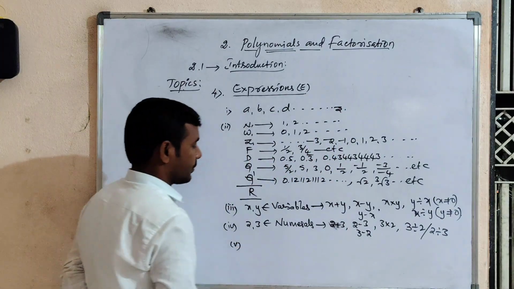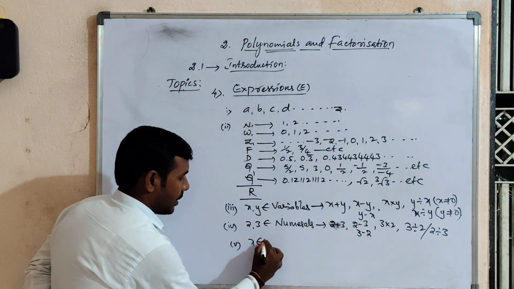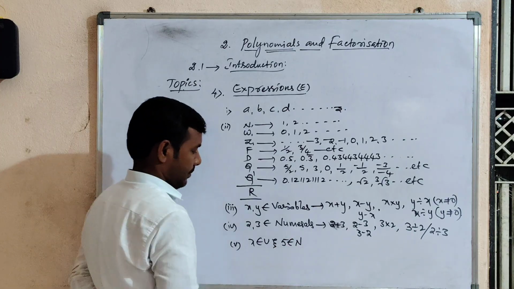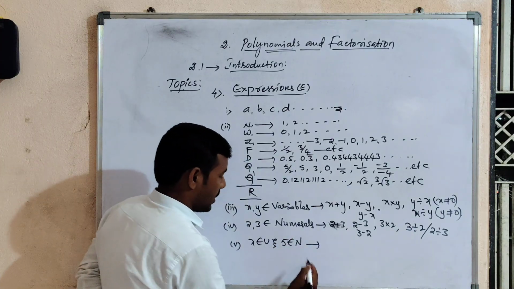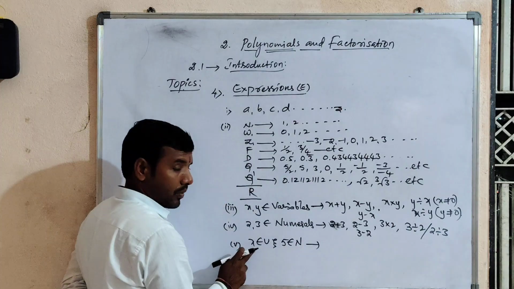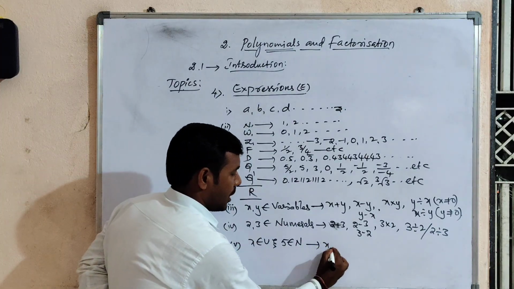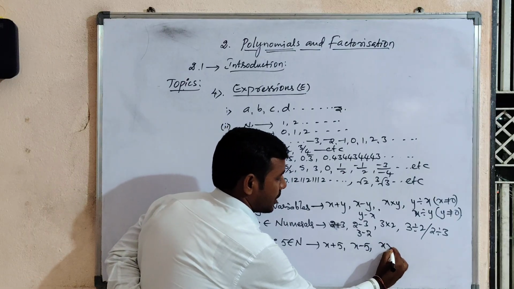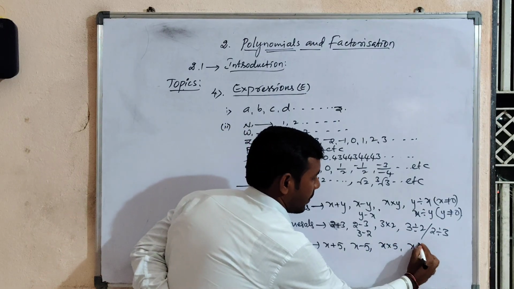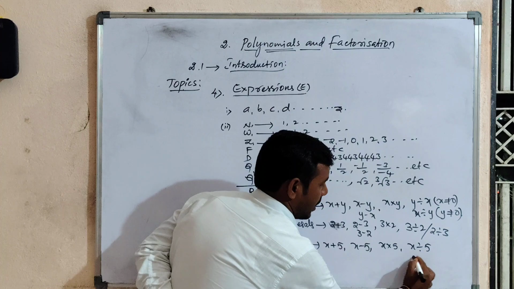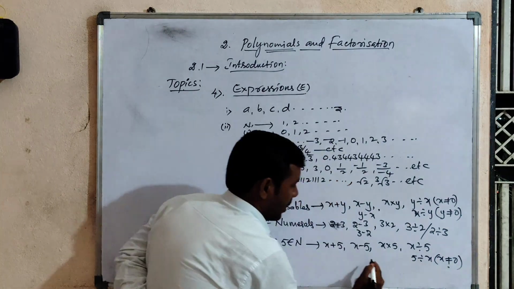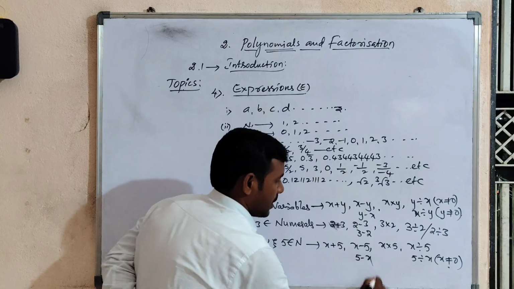Last thing, x belongs to variable and phi belongs to numeral. If you take it like that, now while connecting operations, x plus phi, x minus phi, x into phi, x divided by phi. Here phi divided by x, where x is not equal to 0. Here phi minus x.